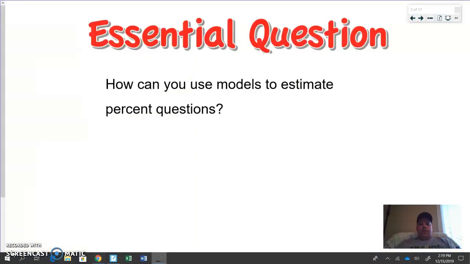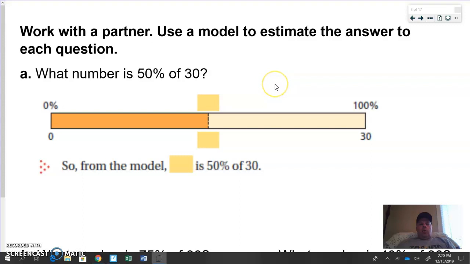Today, our essential question is, how can you use models to estimate percent questions? We will also be using a percent proportion today to set this up. So in our first example, quickly work with a partner. Use the model estimate drawn below to answer each question. What number is 50% of 30? Please pause the video, allow students to quickly see if they can come up with that, and then restart it.